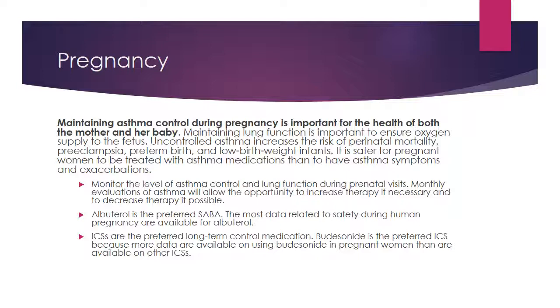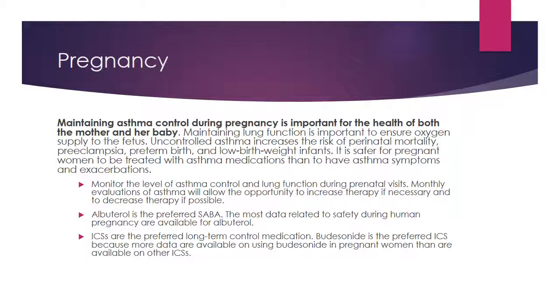Pregnancy. Maintaining asthma control during pregnancy is important for the health of both the baby and the mother. Maintaining lung function is important to ensure oxygen supply to the fetus. Uncontrolled asthma increases the risk of perinatal mortality, preeclampsia, preterm birth, and low birth weight infants. It is safer for pregnant women to be treated with asthma medications than to have asthma symptoms and exacerbations. Monitor the level of asthma control and lung function during prenatal visits. Monthly evaluations of asthma will allow the opportunity to increase therapy if necessary and to decrease therapy if possible.